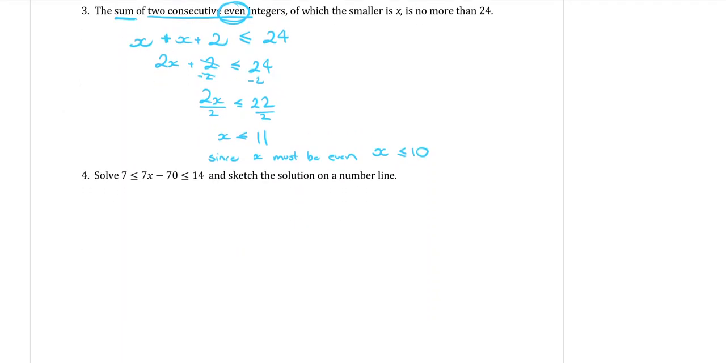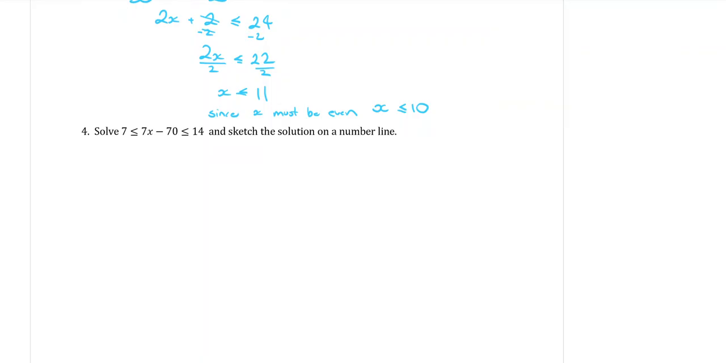Question 4. Solve 7 is less than or equal to 7x minus 70, is less than or equal to 14, and sketch the solution on a number line. Let's give this one a star. Okay, so we are solving an equation that has two inequality symbols in it. Now, the best way to solve this is to think that there's 3 parts here, and as long as I do the same thing to each part of that equation to keep it balanced, then I can solve it.